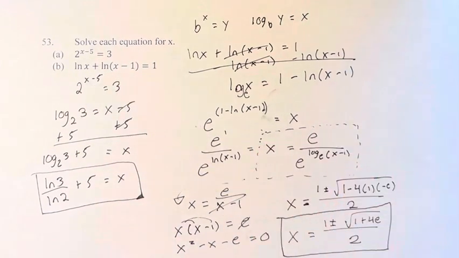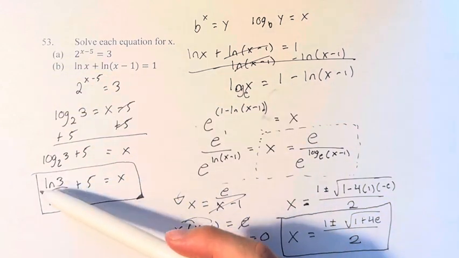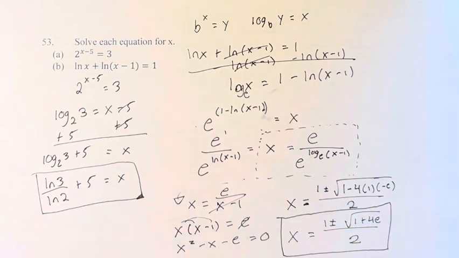And so the solutions to these equations: for a, the solution is ln of 3 over ln of 2 plus 5, and the solution for b, x equals 1 plus or minus the square root of 1 plus 4e, over 2.